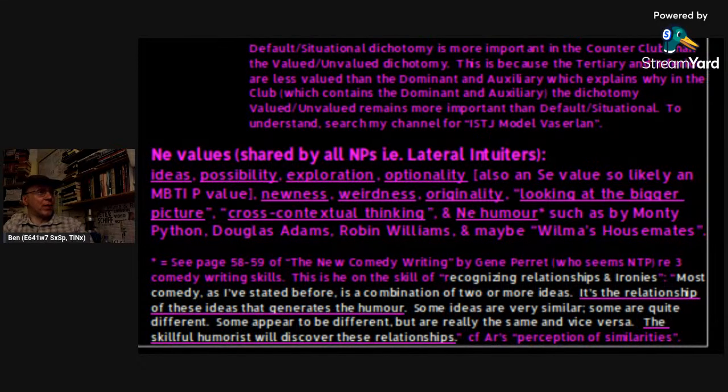Three comedy writing skills. This is he on the skill of recognizing relationships and ironies. Most comedy, as I've stated before, is a combination of 2 or more ideas. It's the relationship of these ideas that generates the humor. It's the kernel. No, it's just some ideas are very similar. Some are quite different. Some appear to be different, but are really the same, and vice versa. The skillful humorist will discover these relationships. So you've got this sort of relationships and perception of similarities. So to me, that's like NE and TI.